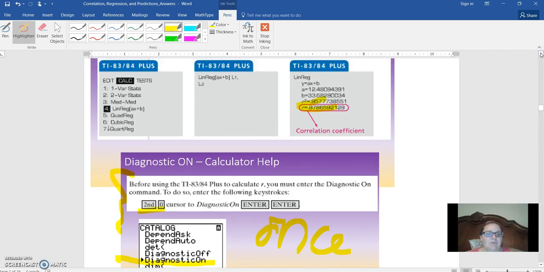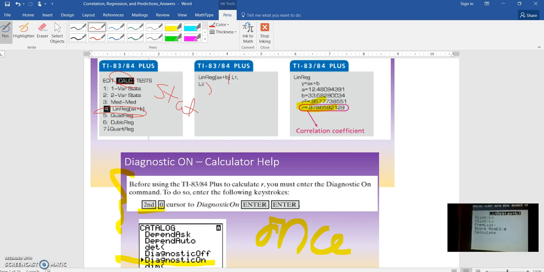After we do that, now we can go to stat, calculate, go down to number 4, push enter. And then it depends. Sometimes your calculator will do this, and so you need to do parentheses L1, comma L2 parentheses, or sometimes second L1, sometimes your screen looks like this. Then we push calculate, and it gives us a whole bunch of stuff. If we don't have our diagnostic on, then it's not going to give us those two variables, and we're not going to be able to really analyze anything. For this course, we're just going to focus on R.